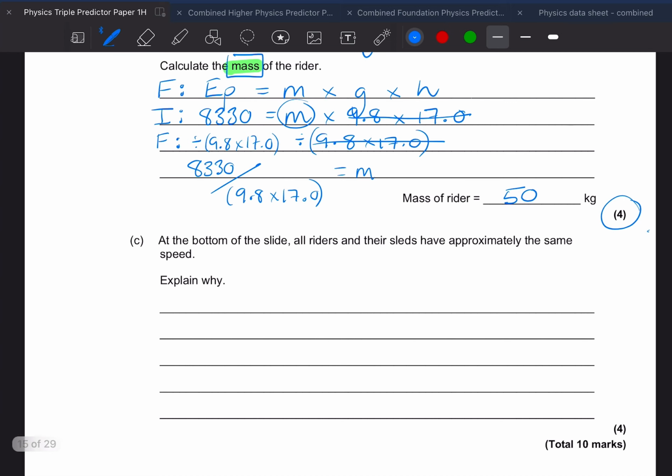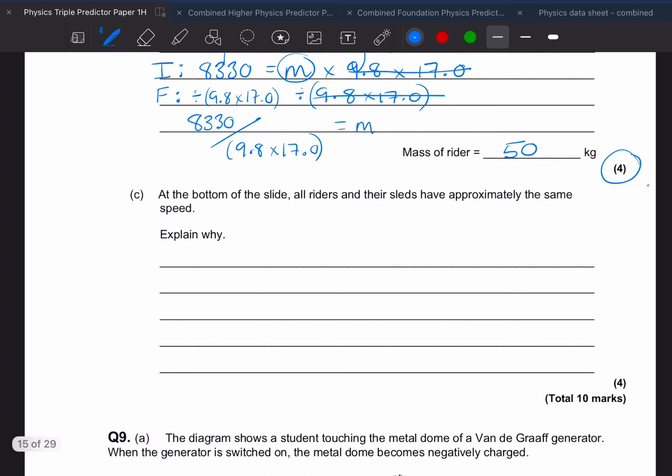Okay, at the bottom of the slide, all riders and sleds have approximately the same speed. Explain why. This is a 4 mark question, so let's really think about this one. An explain is to give our scientific reason why. All riders and sleds. Now, it's probably easier to show this one by using formulas. Let's have a look.